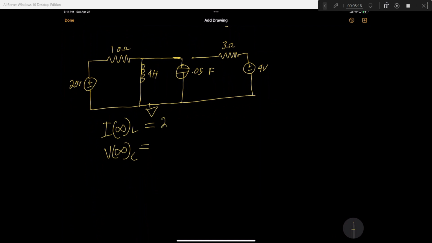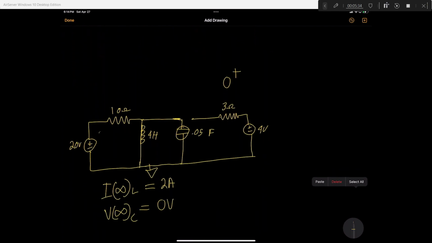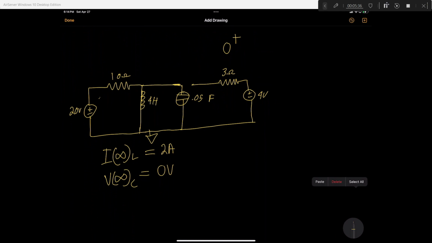It's going to be 2 amps here, because 20 divided by 10 gives us 2 amps. That current is only going through that inductor as it goes to infinity. We have 0 volts across that capacitor, because initially it's going to be 4 volts, but it's going to discharge and go to 0. Okay, so now let's write our formula.